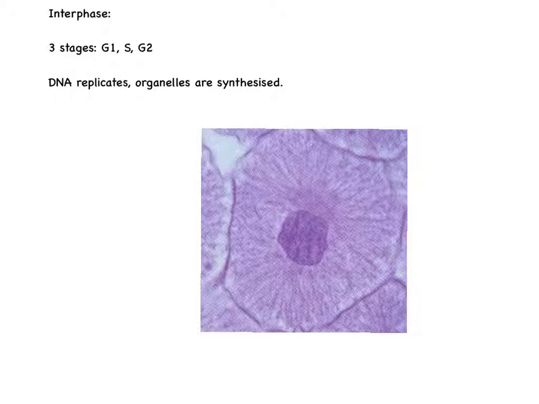We start off with interphase. Interphase is the longest period of the cell cycle and it is the non-dividing part of the cell cycle. The cell will spend the majority of its life in interphase, with only a small fraction of it being spent in the dividing phase. Interphase itself has three phases, G1, the S phase and G2, and it is in these stages that the DNA replicates in G1, that the organelles are synthesized in the S phase, and then in G2 the chromosomes start to condense.